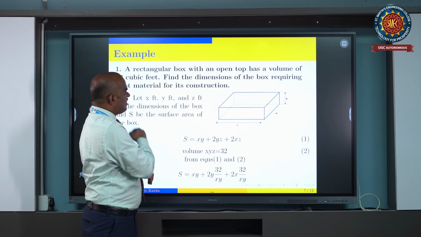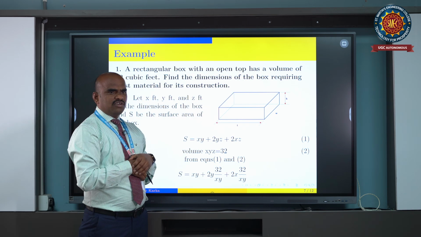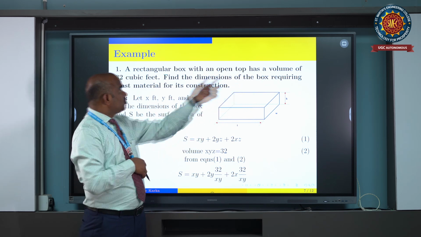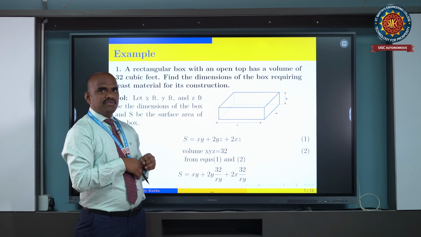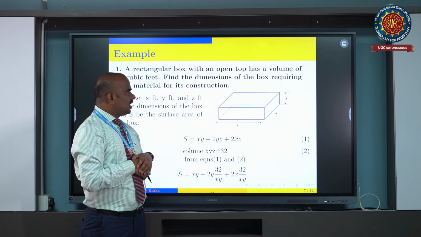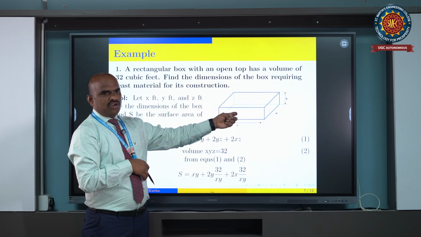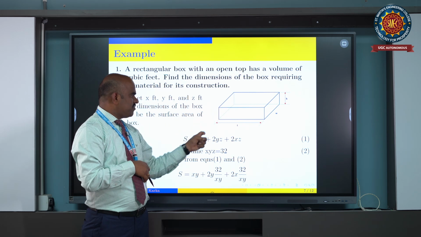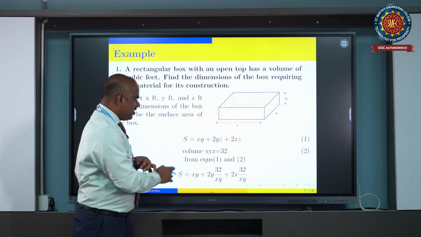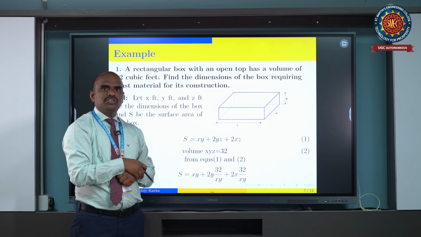Now I will explain one example to understand how to find the maximum or minimum. I am considering a rectangular box with an open top, and the volume of this rectangular box is 32 cubic feet. We have to find the dimensions of the box for least material construction. First we consider the surface area of the rectangular box. Since the top is open, we do not get the 2 here. So S is equal to x y plus 2yz plus 2xz. The volume of the rectangular box is x into y into z, which was given in the question as 32 cubic feet.